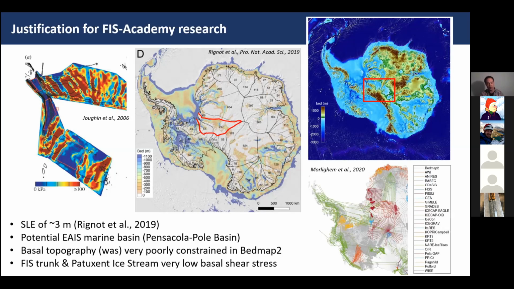So evidence of weak marine sediments has obviously been proven there. Is that the case also for the Foundation Ice Stream trunk, and also for parts potentially of the Patuxent Ice Stream? Or are there other reasons why that might be smooth, bedded, and have a low basal shear stress? Are there other geological controls that are not related to the deposition of marine sediments?